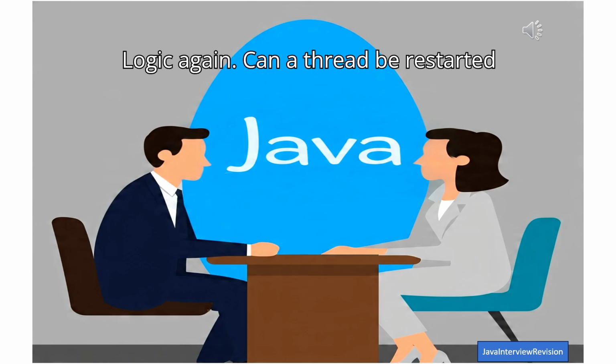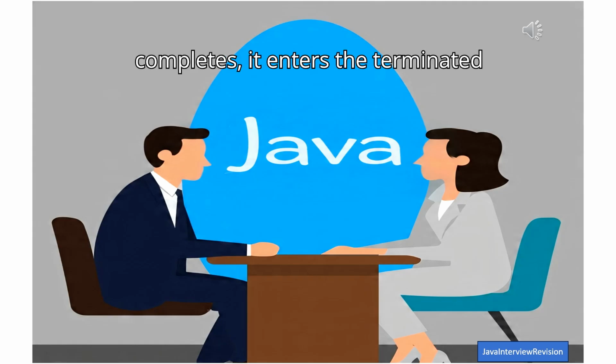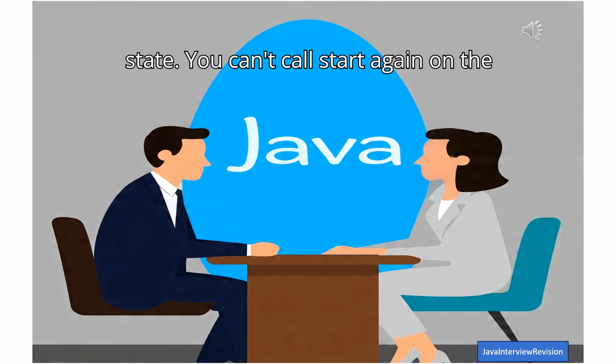Can a thread be restarted after it finishes? No. Once a thread completes, it enters the terminated state. You can't call start again on the same thread object.